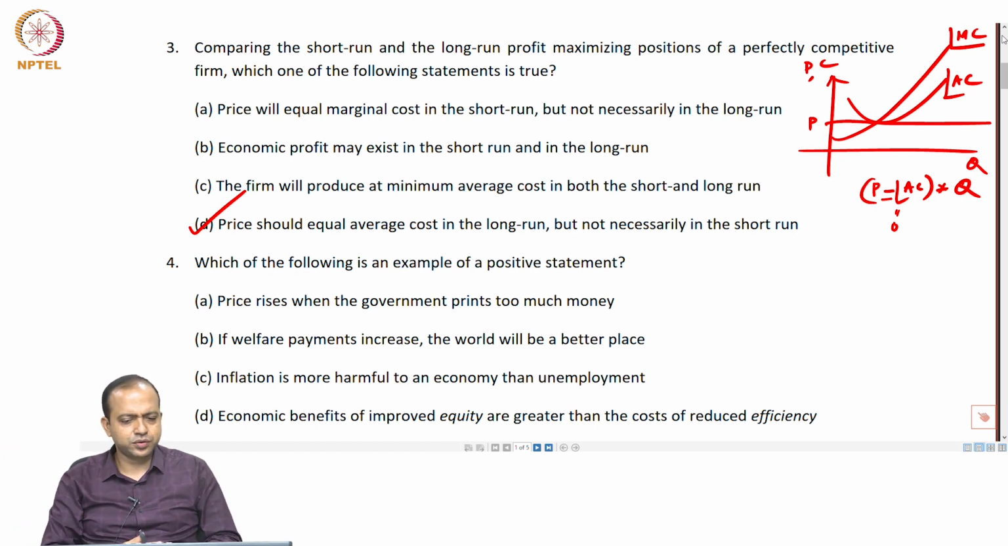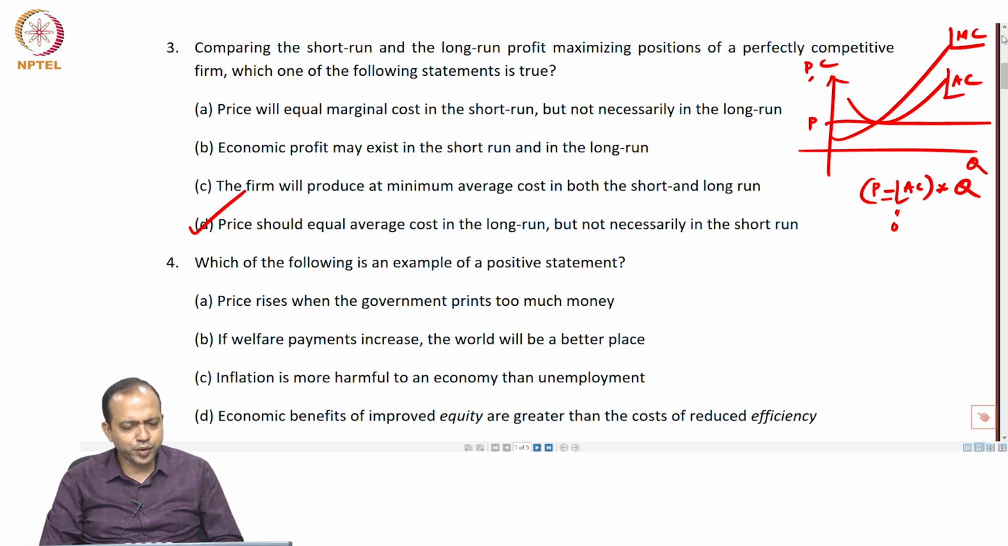So, first statement: prices rise when government prints too much money. This is a positive statement. I am not suggesting any policy prescription. I am not saying whether government should print too much money or not. This is just an explanation of the world around us. So, this is a positive statement.